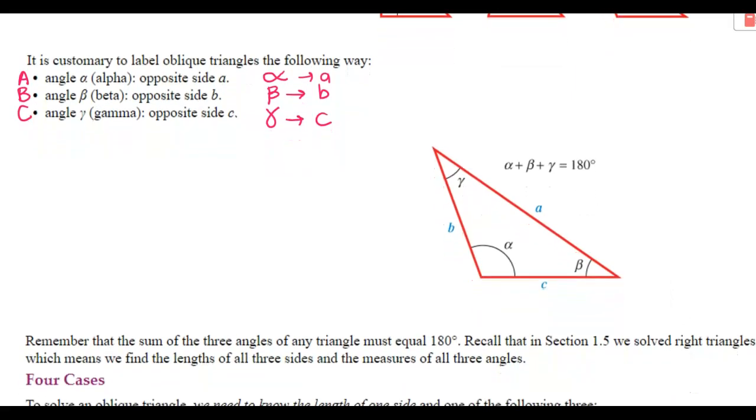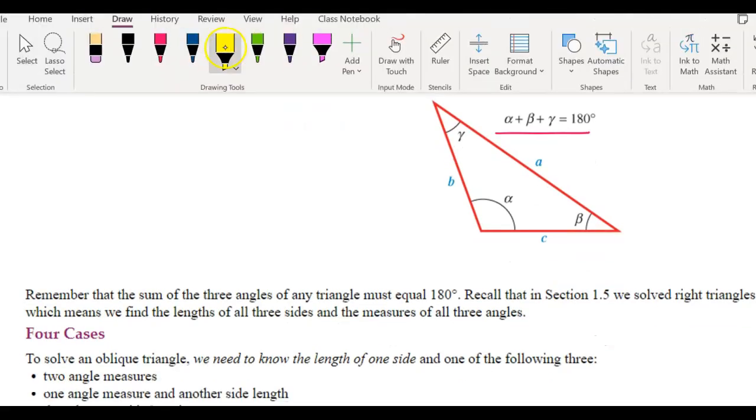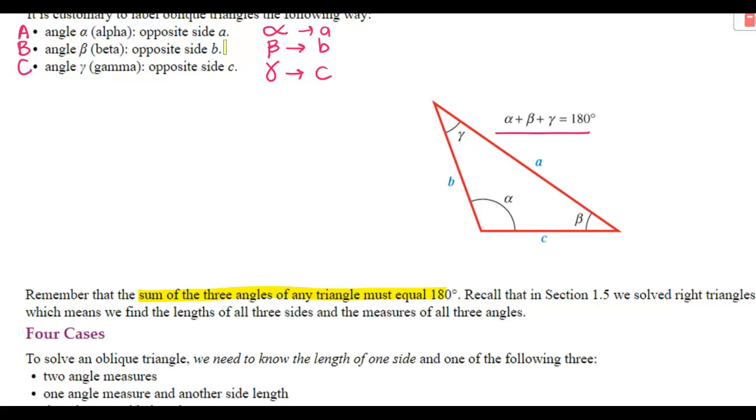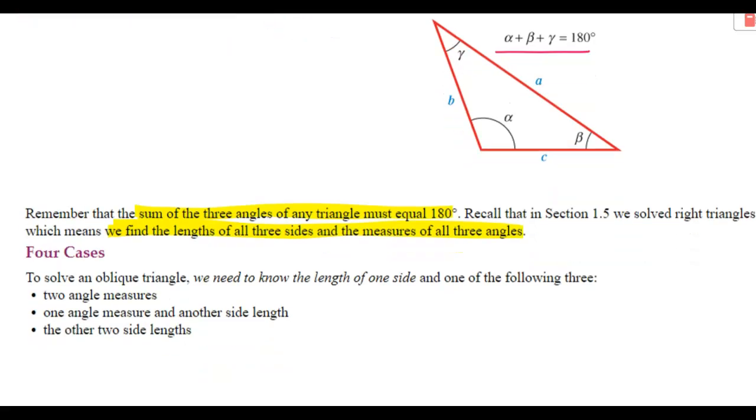As always, it's important to remember that our three angles of any triangle add up to 180. That is never going to change. Okay, that says that again right here. The sum of all three angles must equal 180. What else do we have? So our goal here is we want to find the lengths of all three sides and all three angles.